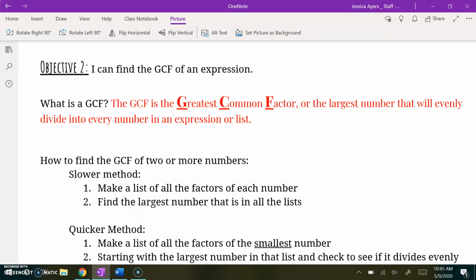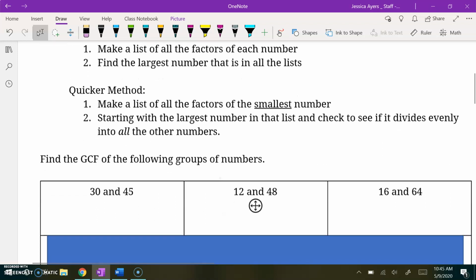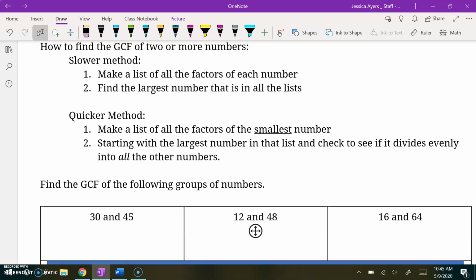There are two ways that you can find the GCF. There's the slower method where you would make a list of all the factors of each number. Then you'd find the largest number that is in all of the lists. You probably used this method when you were in elementary school or middle school, first learning about the greatest common factor. The quicker method, and the method that I will be showing you here, is to make a list of all the factors of the smallest number.